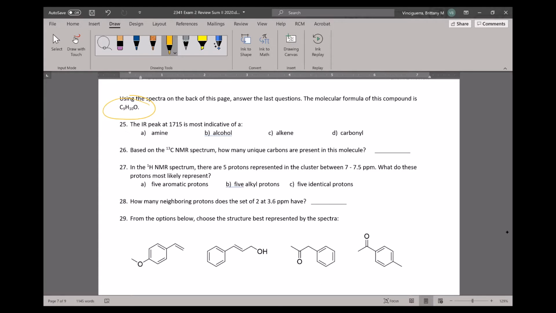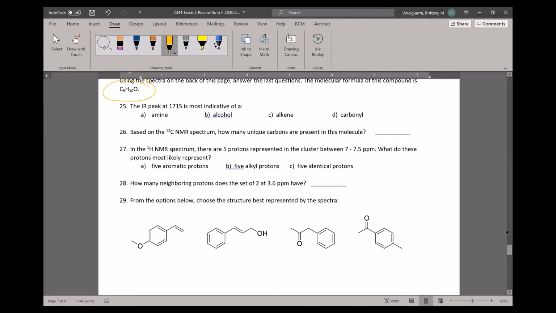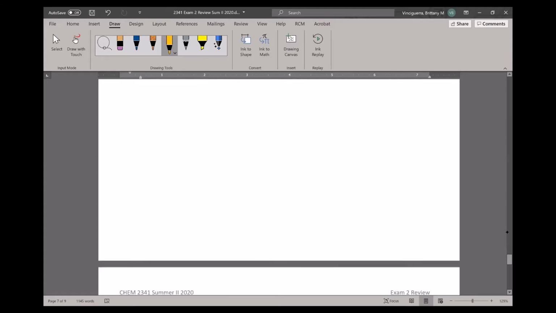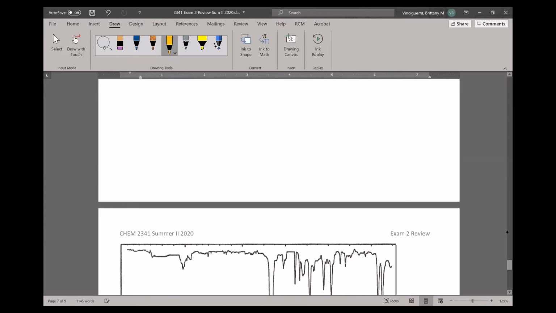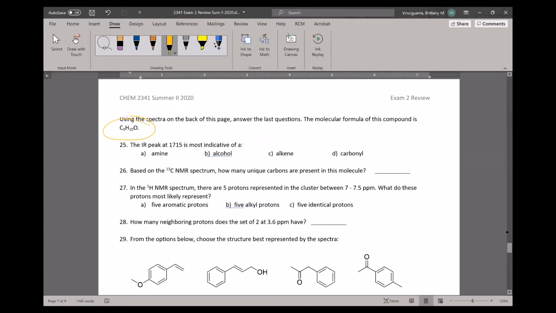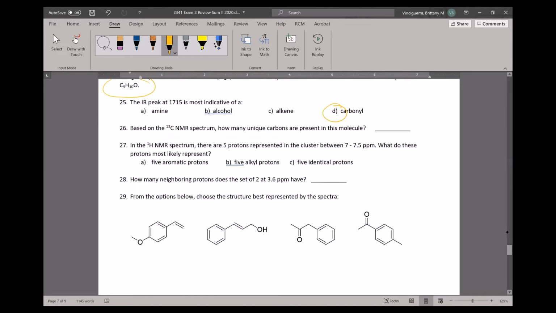So the first one says the IR peak at 1715 is most indicative of, let's look at that. So we're talking about this right here. What does this represent to us? That's a carbonyl. Right. So our answer is D. Let's look at our options real fast. Which options does that eliminate? The first one and this. Right. Neither of these have a carbonyl, so they are not valid answers.